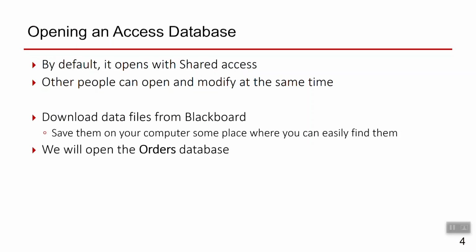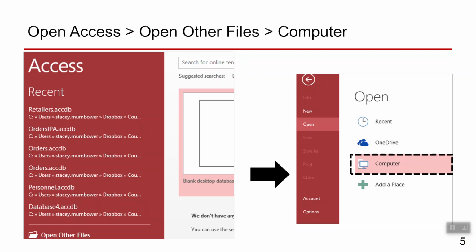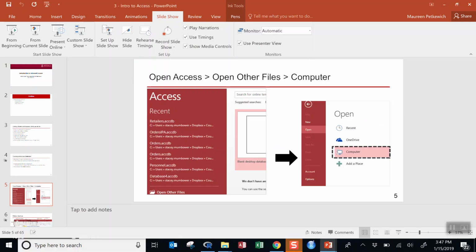In order to follow along with me, you'll want to download the data files from Blackboard under the Intro to Access folder. Save them on the computer where you can easily find them. We're going to be working with the Orders database. All right, so I'm going to move into Access.